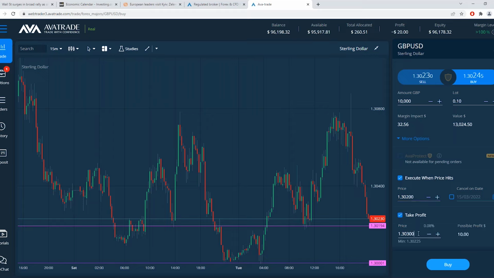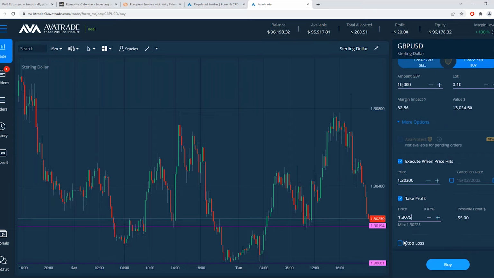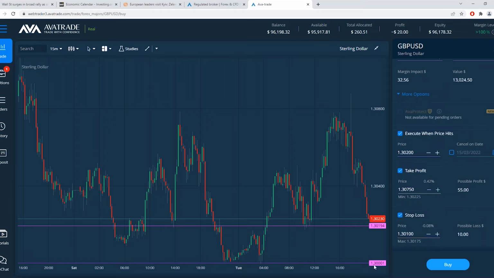Take profit back up at 130.75. That's up here at the resistance. Stop loss down at our 129.95. Okay, now we see the ratio is better than 2 to 1, and that's what I wanted to point out. That's why I deleted the order and redid it. Possible profit 55, possible loss 25.